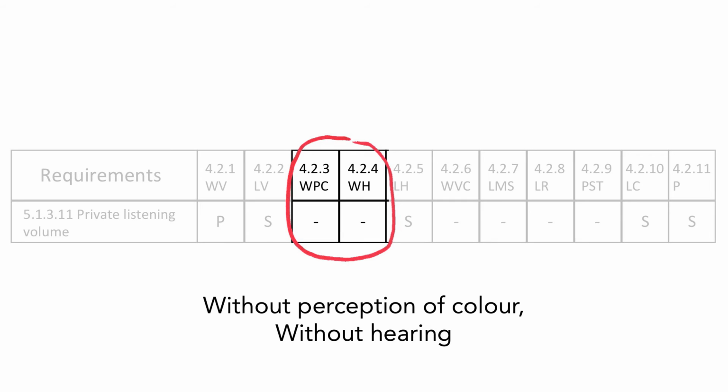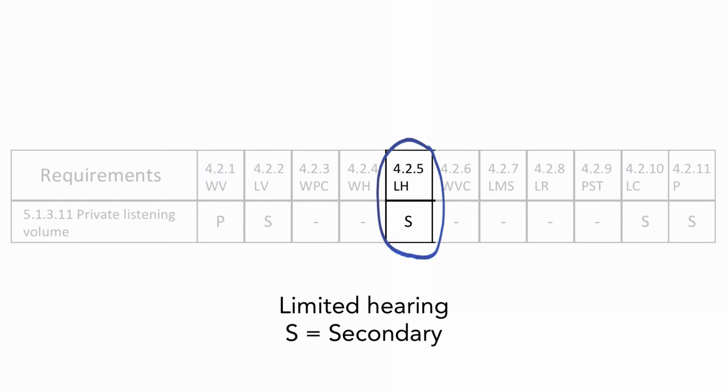Private listening volume does not support the functional statements or user needs for users who are colorblind or deaf. But for users who have limited hearing capabilities, the speaker volume can be important, if the user can and chooses to use a private headset. Again, this is marked with an S, because the requirement partially meets the user needs of this group. Not all users with limited hearing will use a headset, but if they do, the volume is important.